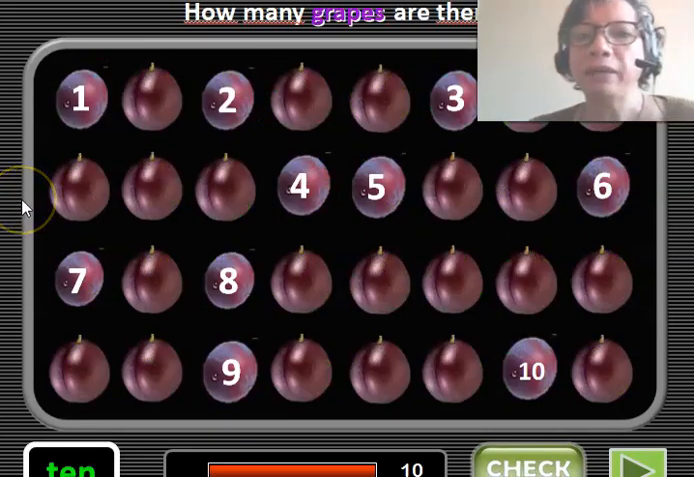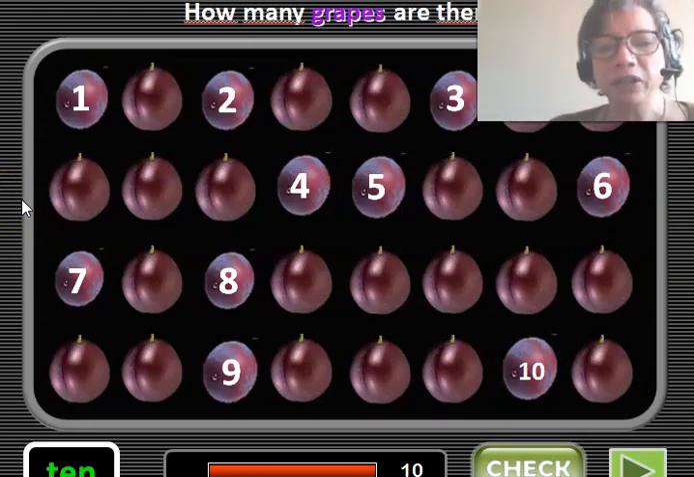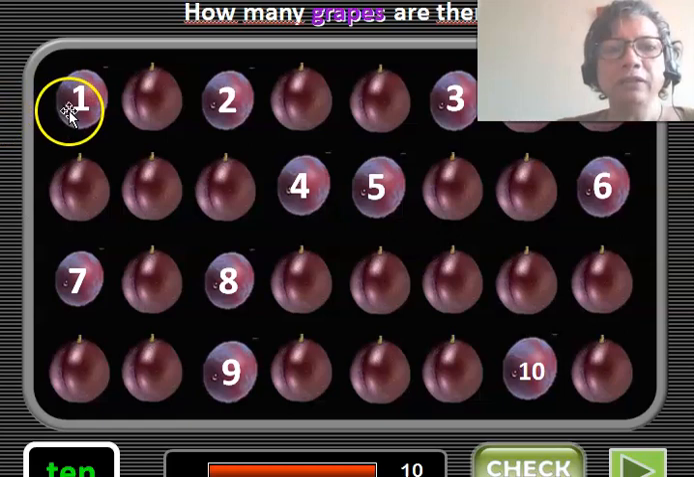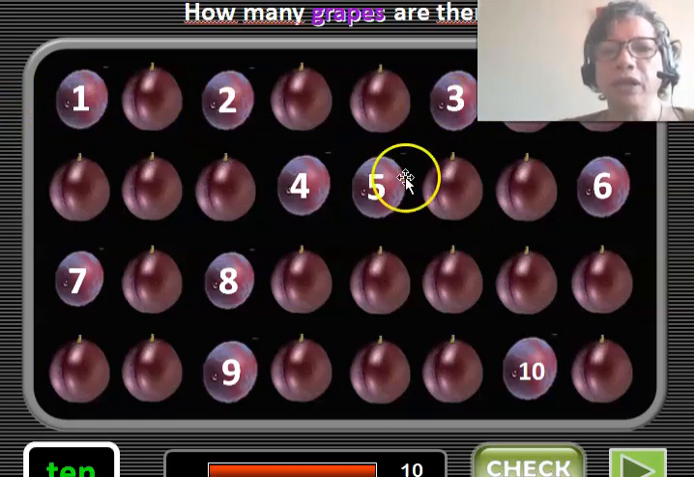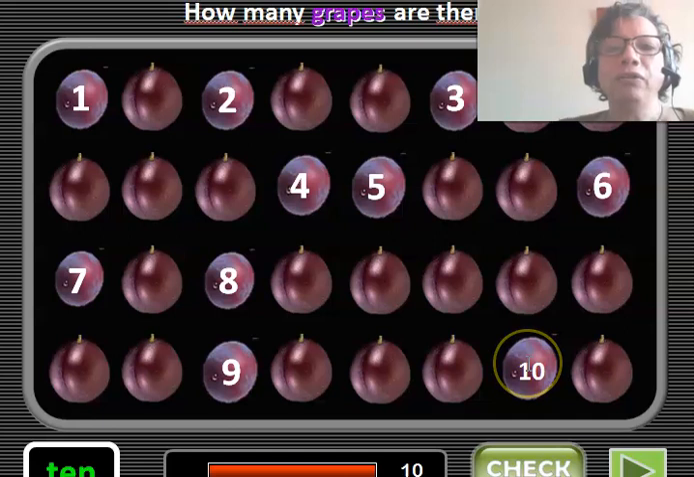How many grapes are there in the picture? How many grapes are there? There is 1, there are 2, there are 3, there are 4, there are 5, there are 6, there are 7, there are 8, there are 9, and there are 10 grapes in the picture. And the right answer is there are 10 grapes.